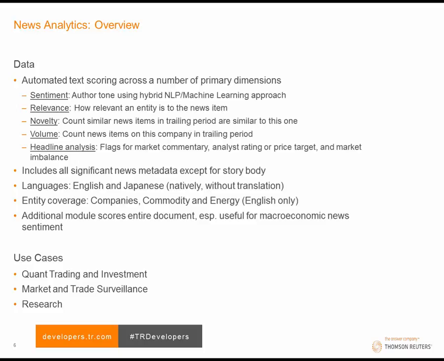News analytics is an automated text scoring system that adds NLP data on a number of dimensions. Now, whereas the core real-time news data is the values in the raw text itself, the value here really is in the derived data. The most important derived data here is the sentiment. Sentiment measures author tone toward either an entity in the text or towards the entire document.